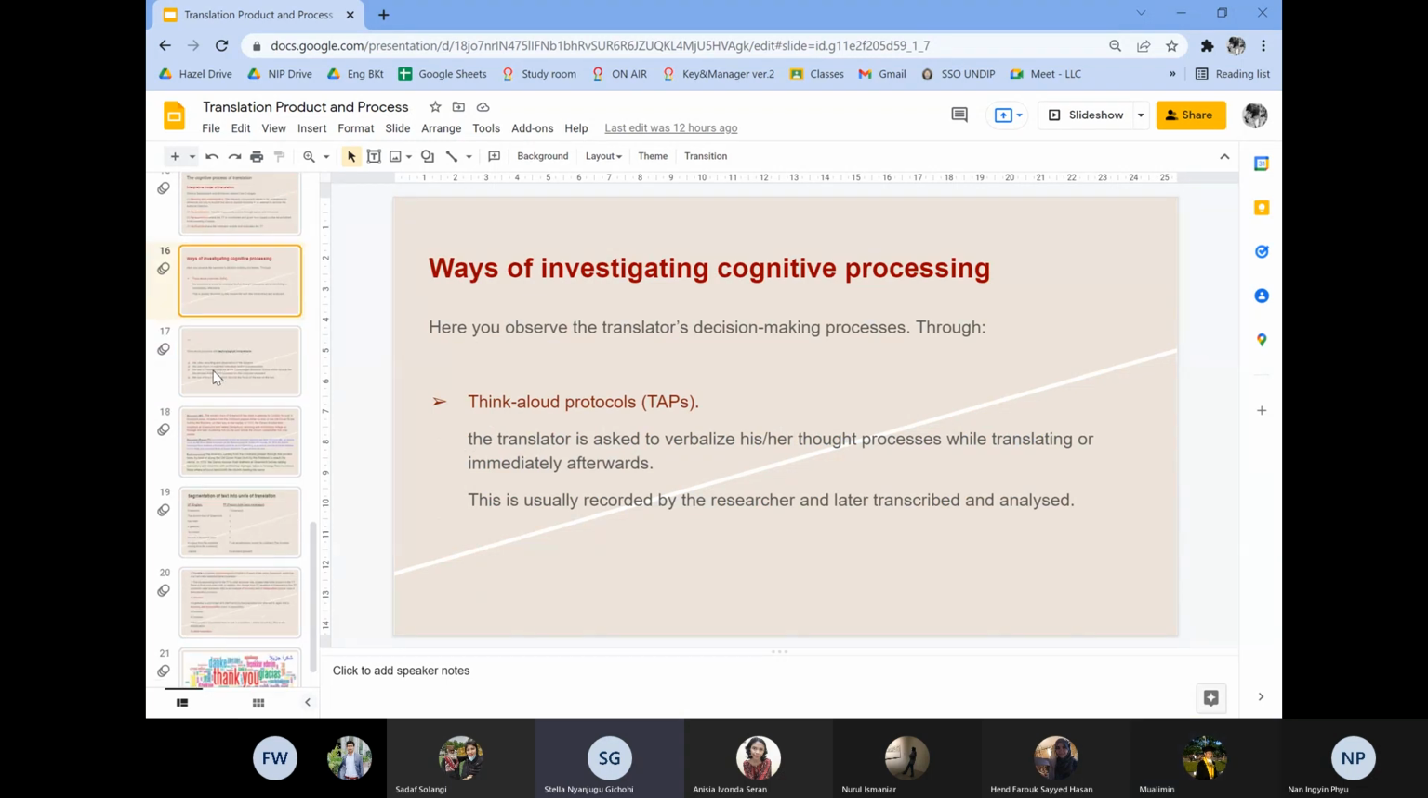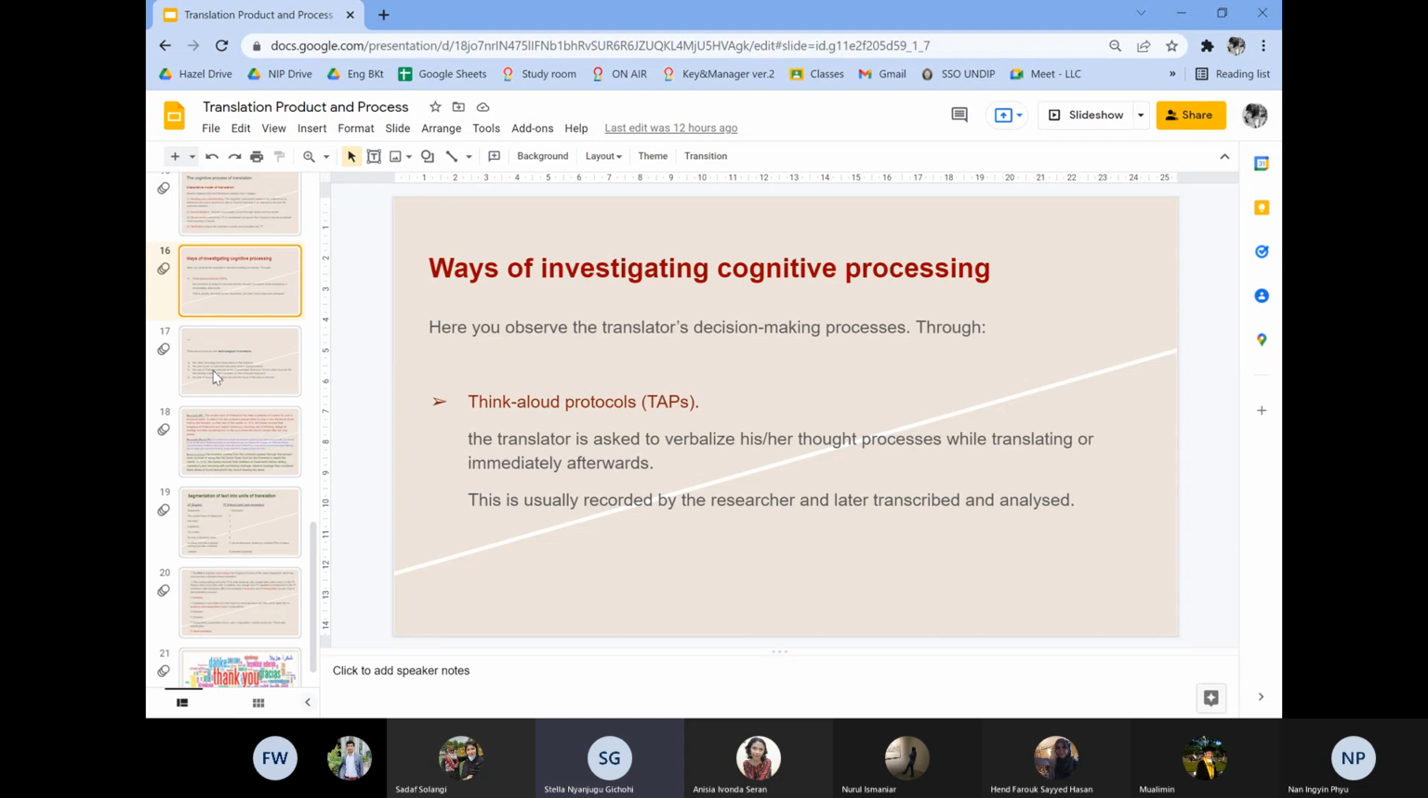Yes. So how do you investigate a cognitive process? Because now you have given the model. How do you investigate this? The part that has been given is called a think aloud protocol, or TAPs. This is when the translator is asked to verbalize their thoughts as they go through a mental process. They use their senses, and then from there they translate.